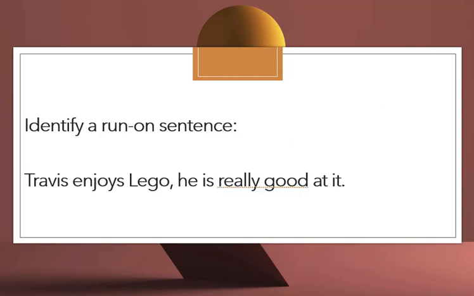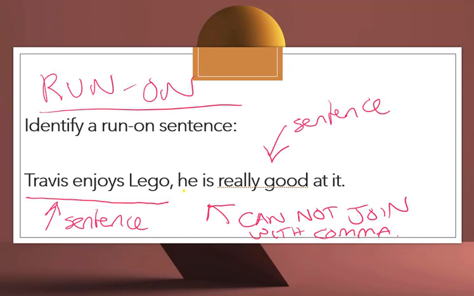Okay, next one. Travis enjoys Lego. He is really good at it. So pause this one and have a think about it. Is it a sentence or is it a run-on error? Okay, this one is a run-on. Travis enjoys Lego, that is a sentence on its own. He is really good at it, that is a sentence on its own. You cannot join two sentences with a comma. You'd need to correct that.